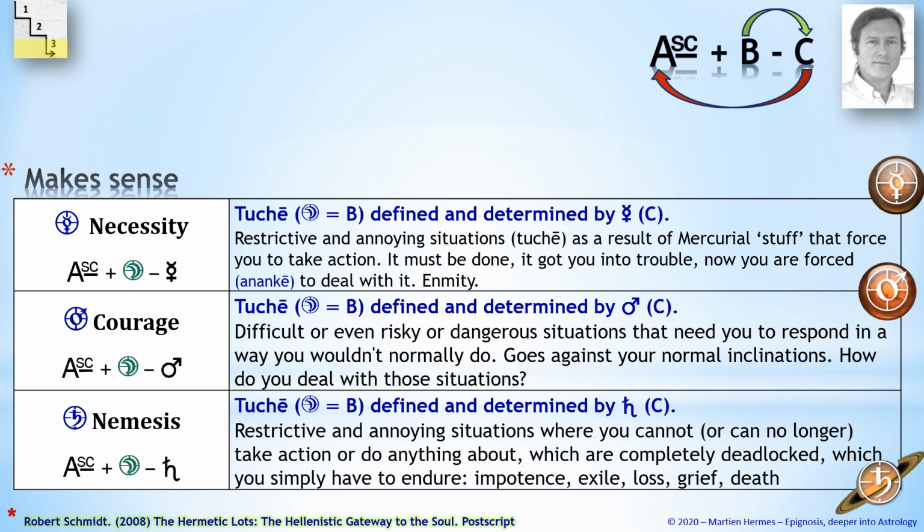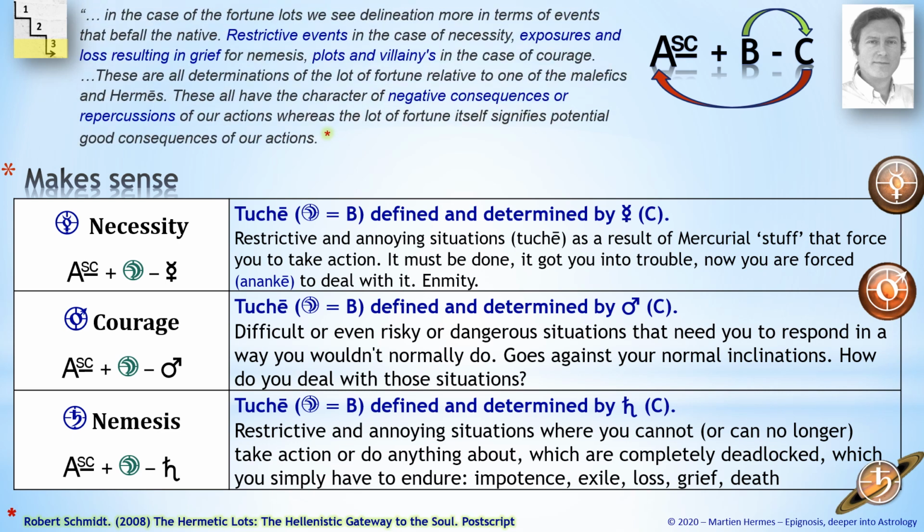It's pretty obvious that the things of 2G, the planet B, of the factor B, are defined and determined by Mercury, the planet C, the one that moves to the ascendant. And everything you read there has to do with the things produced by Mercury as 2G, the fatedness of the mercurial principles. And that's the same with courage and Nemesis, of course.